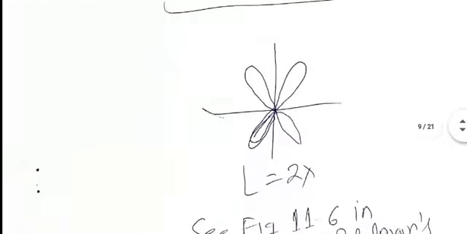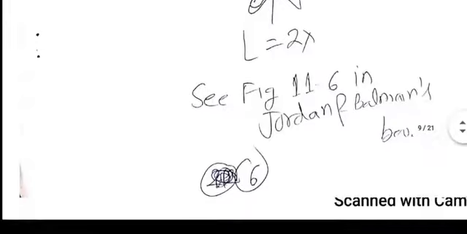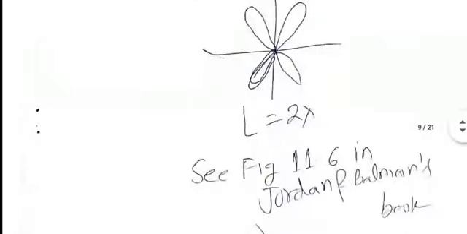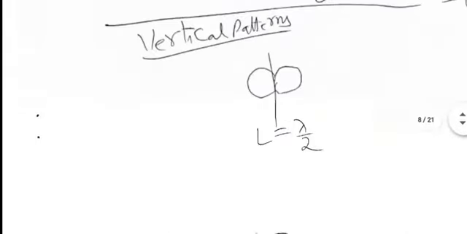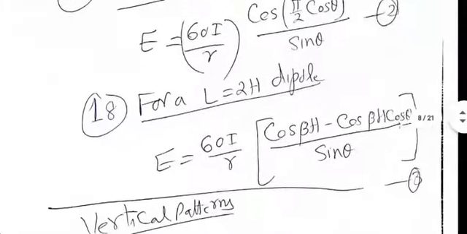L equal to 2 lambda also gives you funny behavior. I've tried to sketch it as close as possible to what is given in the book. And you can carry on the exercise for bigger values of lambda using the basic formula for magnitude of E, which is equation 3.